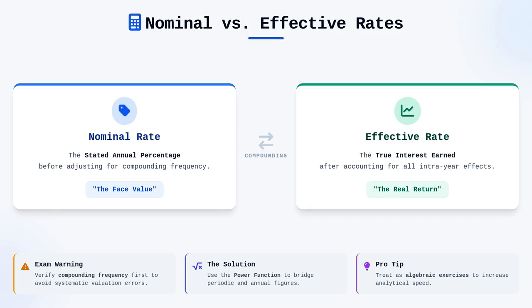Failing to correctly account for the compounding period will lead to systematic errors that propagate through your valuation models. Rely on the power function to bridge the gap between periodic rates and annual figures, as this is the most reliable way to maintain consistency across your calculations. By treating these as fundamental algebraic exercises rather than abstract concepts, you demystify the mechanics of yield production and enhance your analytical speed.